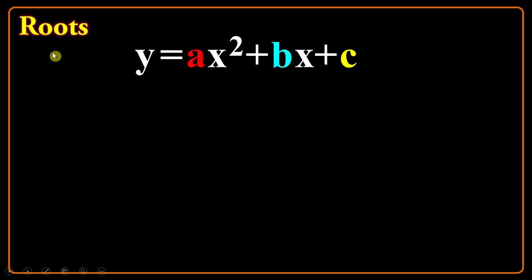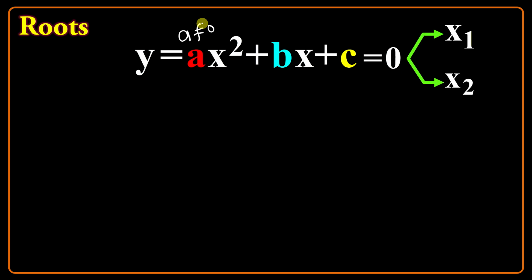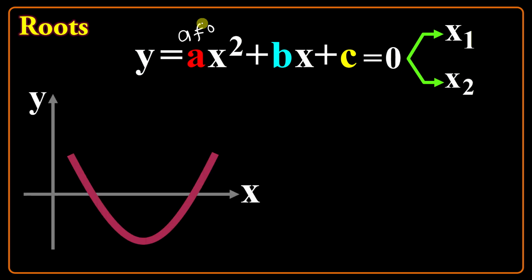Okay, let's continue. Roots. Y is equal to ax squared plus bx plus c. This is the general format for a quadratic function. And I told you that a must always be a non-zero coefficient. If I put this equation equal to 0, I will get a maximum of two distinct roots, x1 and x2. Roots are the points at which the parabola will meet, or cross, the x-axis.